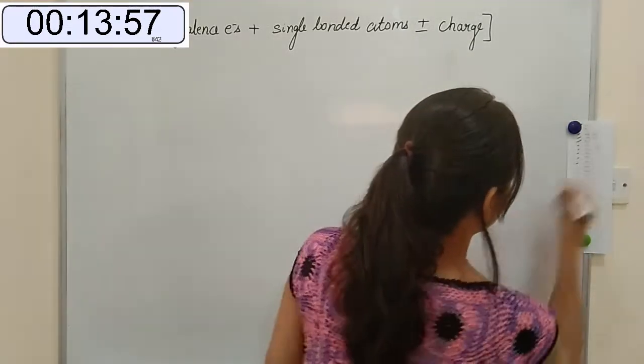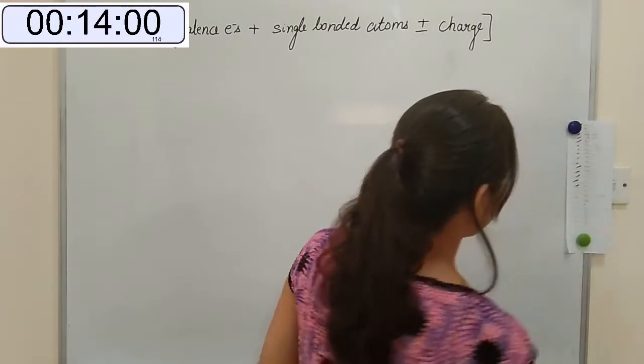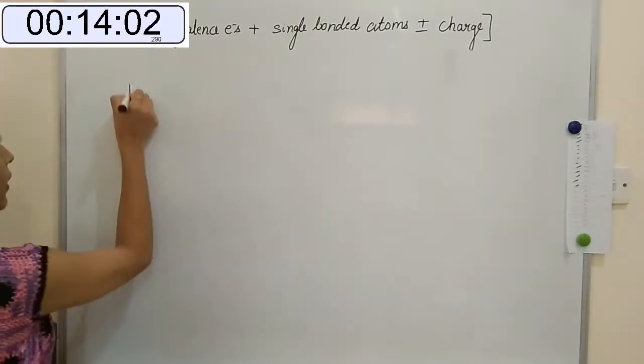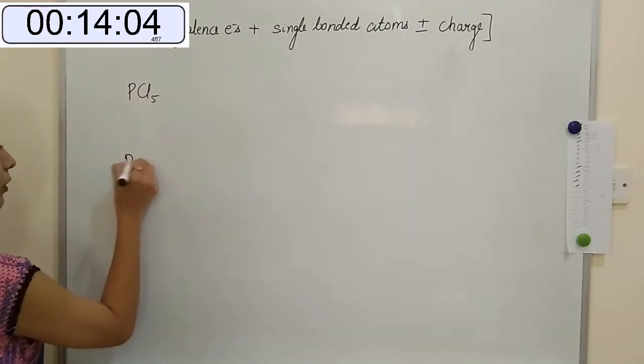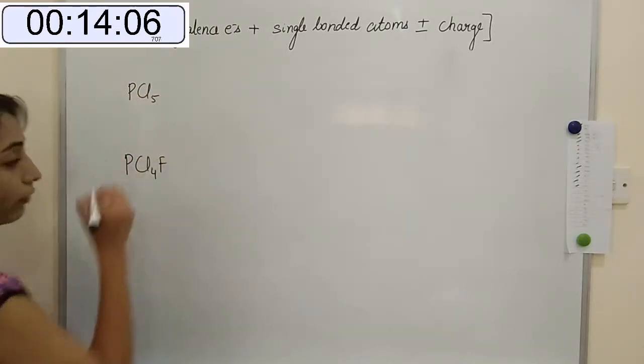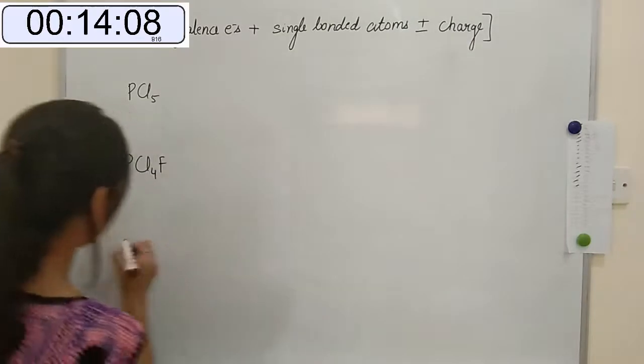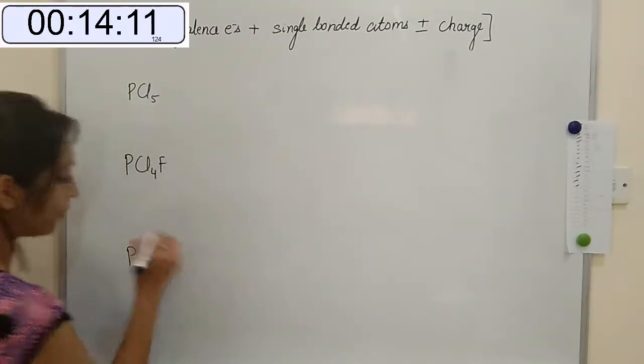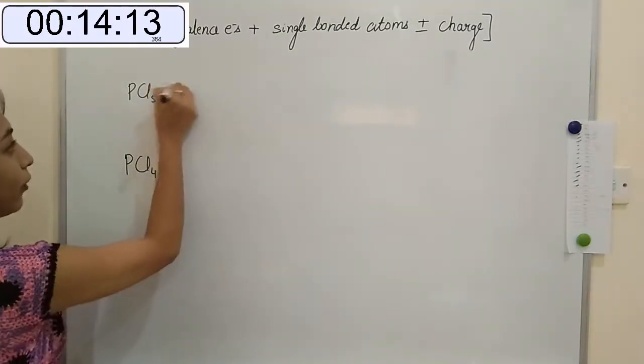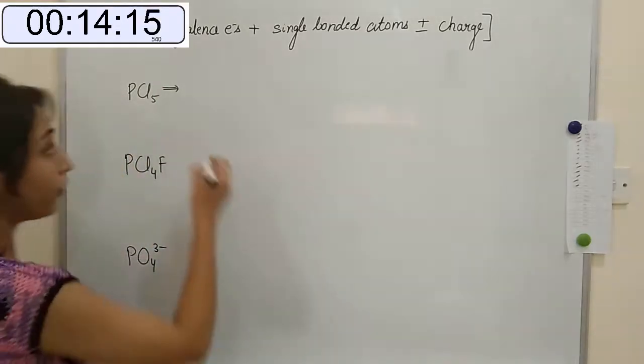So we have done this. Now PCl5, okay. We have PCl5, we have PCl4F, and let's take one more example, which is PO4 3 minus, okay. Now this will be kind of a new thing which we are doing.